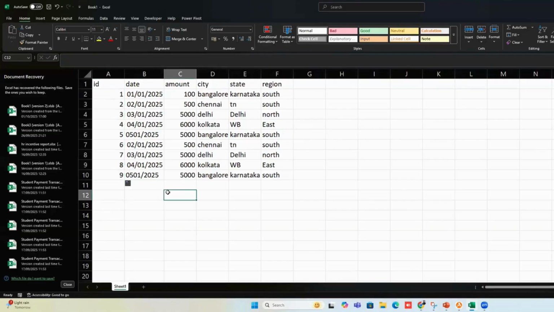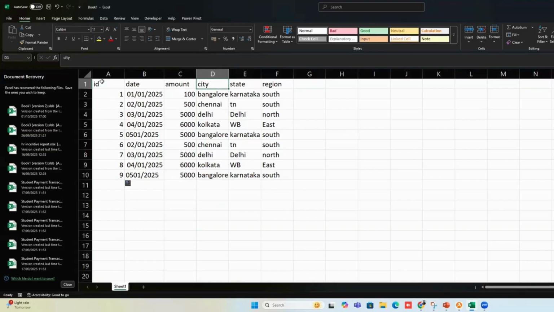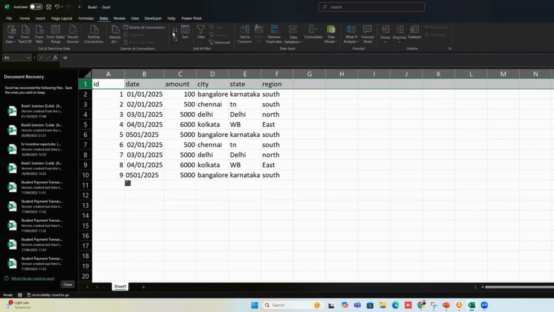So my manager told me, I want total sales by city, state, and region. All right. Now, what is the best way to do this? Very simple. First thing first, I need the sum of this column, correct? Total sales means sum of sales, correct? Sum of amount. Now, before I do that, what do I need to do? I need to group them.